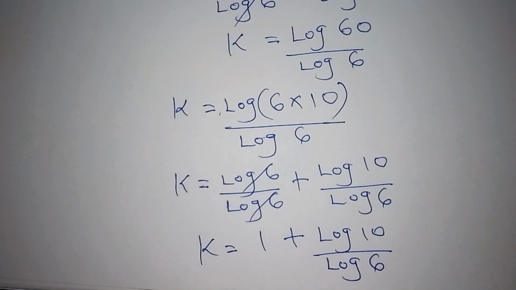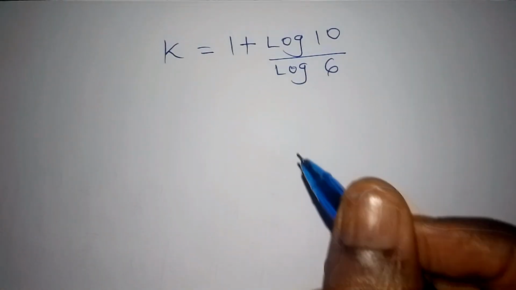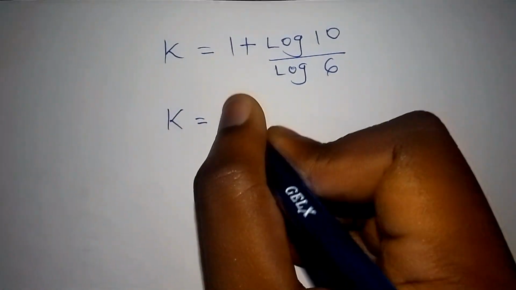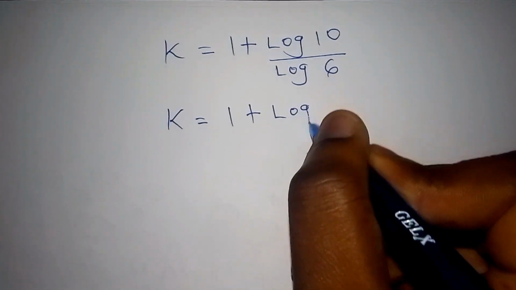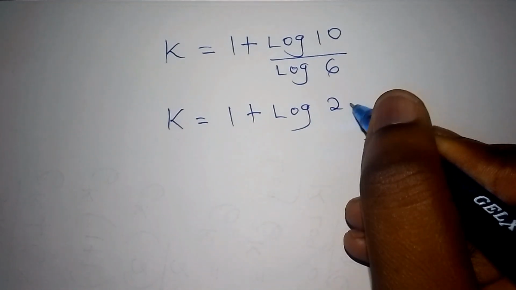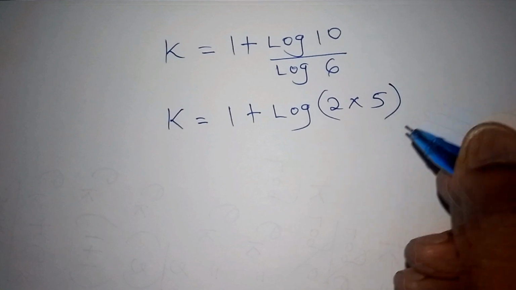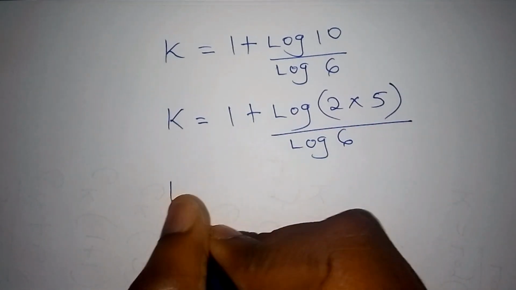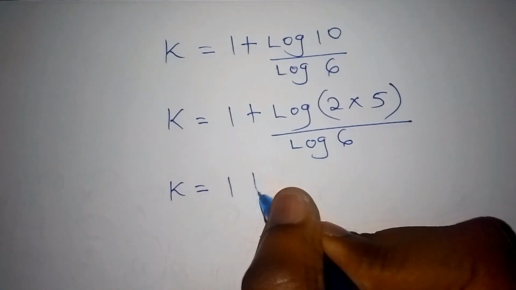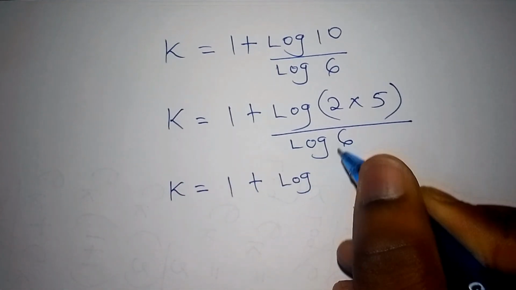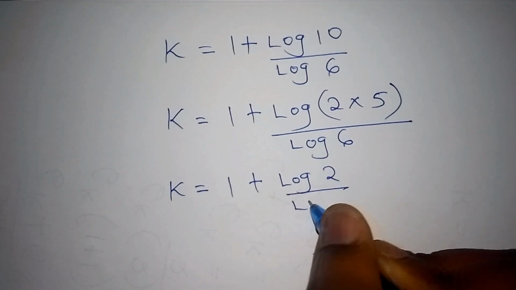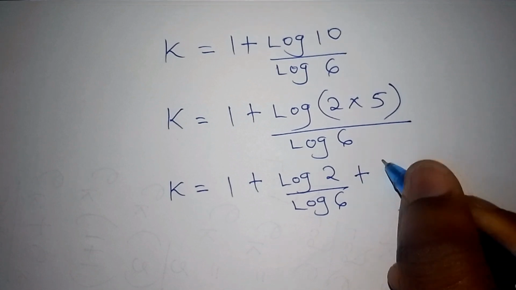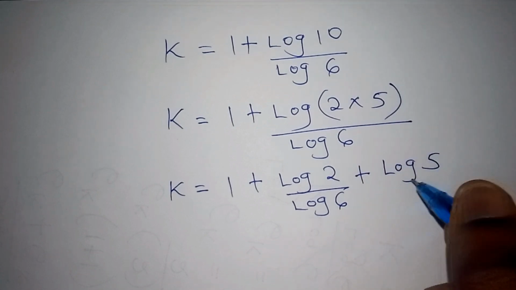So we shall still proceed and say that we can still simplify this one, the log of 10, further, and say now that k is equal to 1 plus, so the log of 10 can also be written as the log of 2 multiplied by 5, then we close the bracket, all over the log of 6. So our k now is equal to 1 plus, so we can split it, the log of 2 all over the log of 6. Then the sign shall change to addition, plus the log of 5 all over the log of 6.